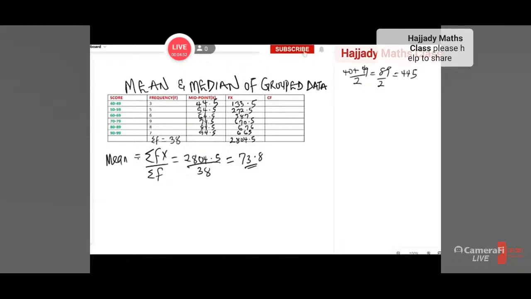So you can see that the method for grouped data is quite different from the method for ungrouped data, being that here we need to calculate our midpoint because we need to know the average observation for this range of values. So this is the mean.